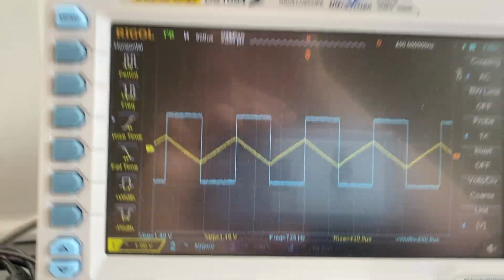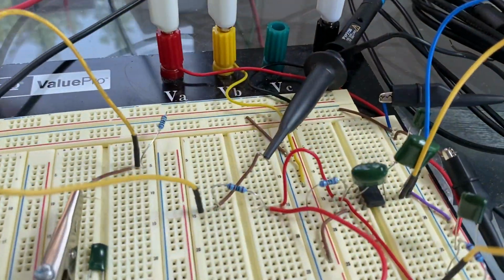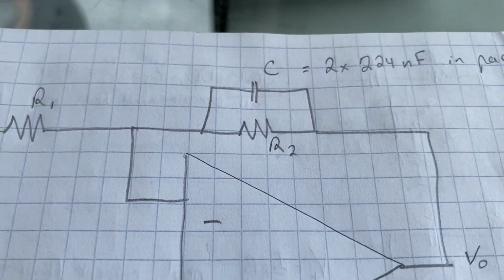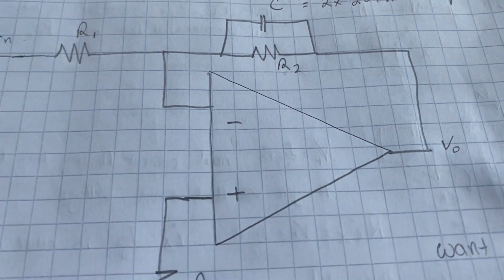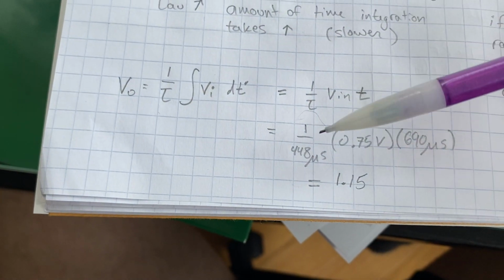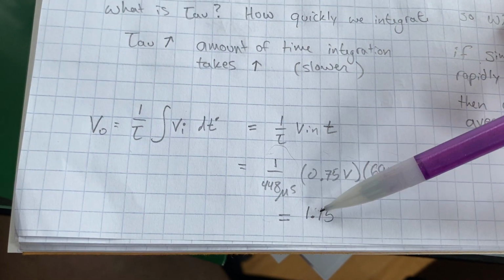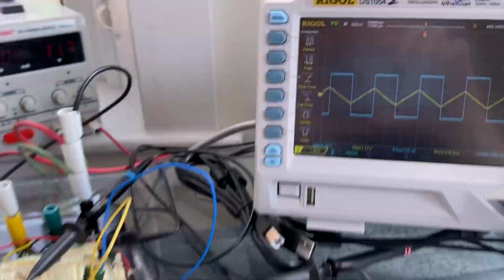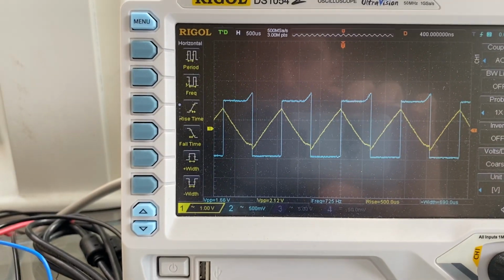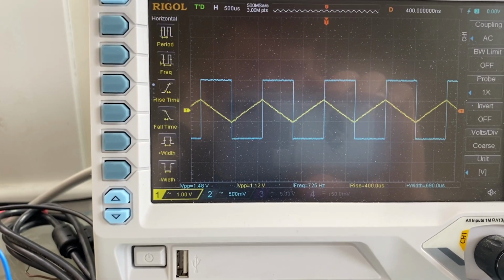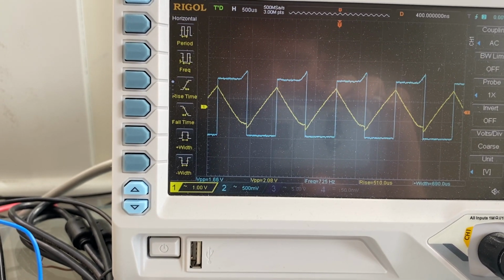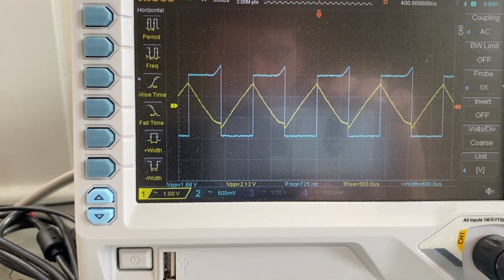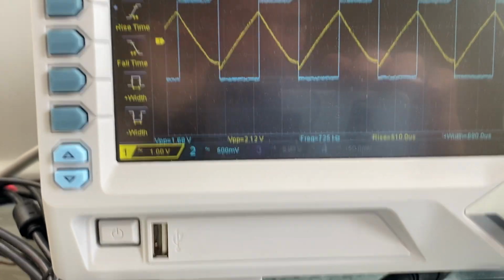And if I take away one of these two 224 nanofarad caps in parallel, that means our tau will be cut in half. And if our tau is cut in half, that means we should double our peak-to-peak by the time we're done integrating. Let's do that here. Yeah, so that's about here it is again, with it and without it. See, my function generator doesn't do well with changing load impedance. But yeah, there it is.